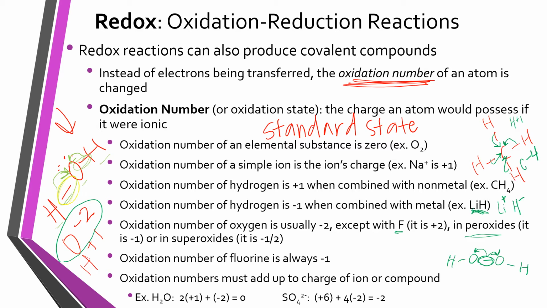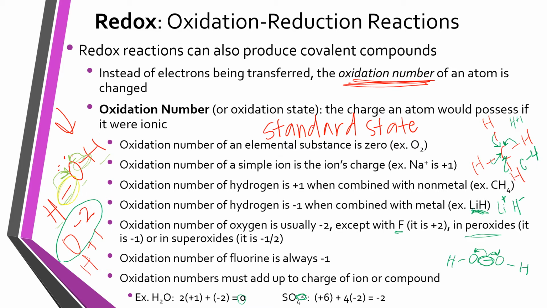So if we've got an ion or a compound, we always need our oxidation numbers to add up to the charge of the ion, so like in this case, or if it is a molecule, we need it to add up to 0 or neutral. So we already did the explanation of water's oxidation state over here. +1, there's 2 of them, -2, that makes 0.